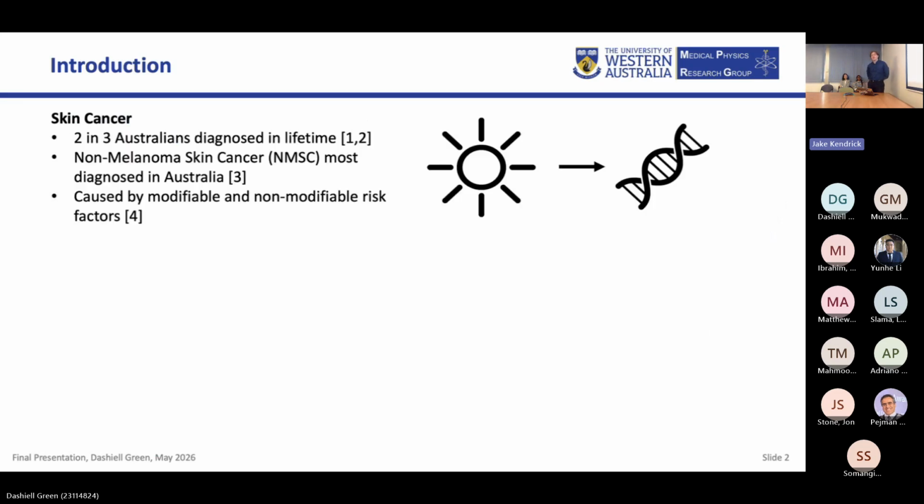Australia has one of the highest rates of skin cancer across the world, with 2 in 3 Australians being diagnosed in their lifetime. And non-melanoma skin cancers are actually the most diagnosed cancer in Australia. However, these don't often appear on incidence reports because they're not reportable by law to cancer registries. These are usually caused by modifiable and non-modifiable risk factors, being things like exposure to UV for modifiable, or genetics and skin tone for non-modifiable.